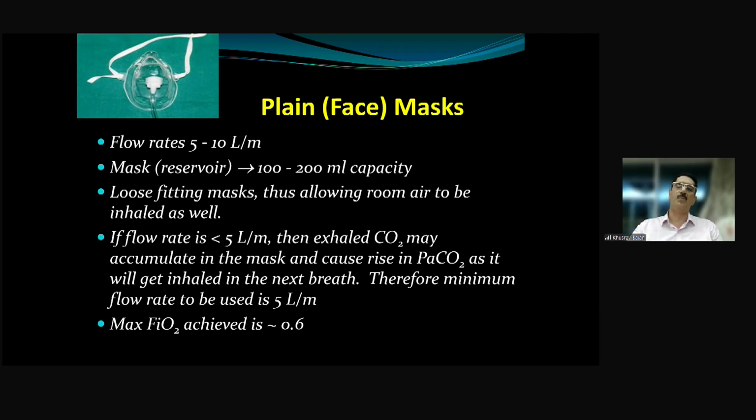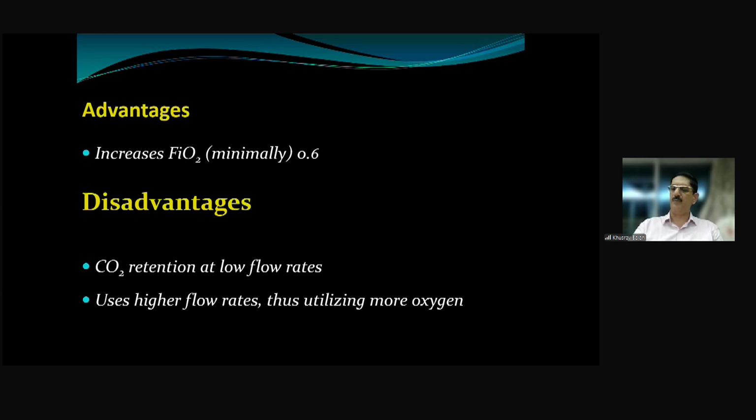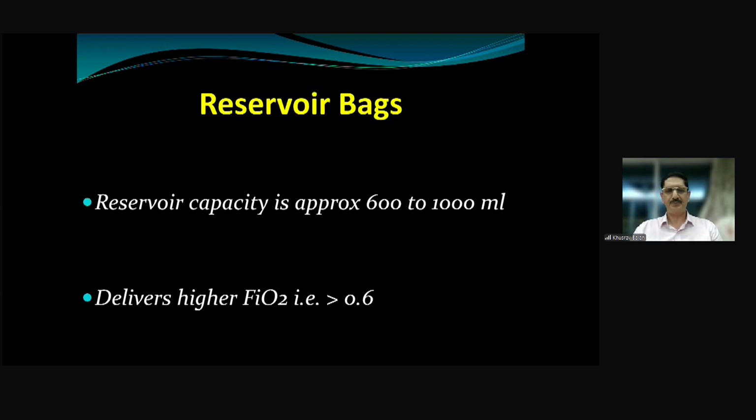Here, the reservoir is a little more, at 100 to 200 mL capacity, and the maximum FiO2 it might give would be 0.5 or 0.6. So this is about the nasal mask, face mask and the nasal cannula. Advantages are you can give more FiO2, almost 0.6. Disadvantages, as I mentioned, if you don't keep the flow rates proper, there could be carbon dioxide retention and you will probably need more and more oxygen. We know that oxygen was an absolute scarcity during the COVID times, and therefore you must use it sensibly.